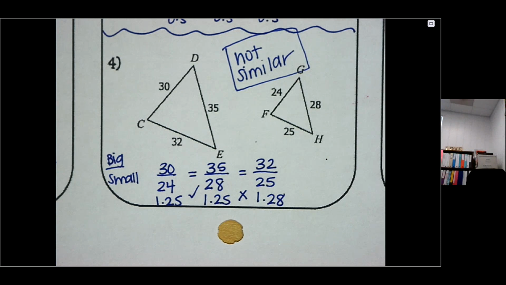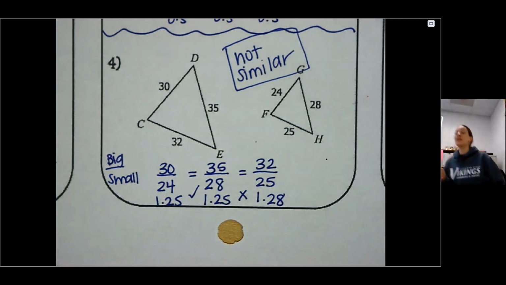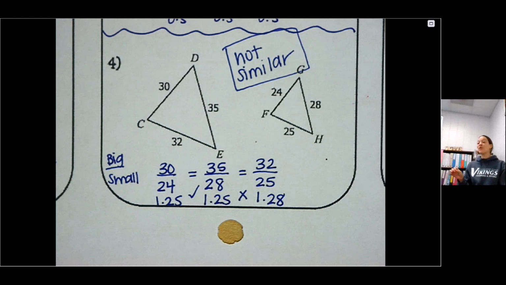If those all were 125, it would be similar. But the second you have one that is different, and when I say different, I mean it can be like 1 decimal place off. Like if you have 0.777 and then on another one you have 0.778, that is different. That means they're not similar. Has to be exactly the same. No rounding involved.